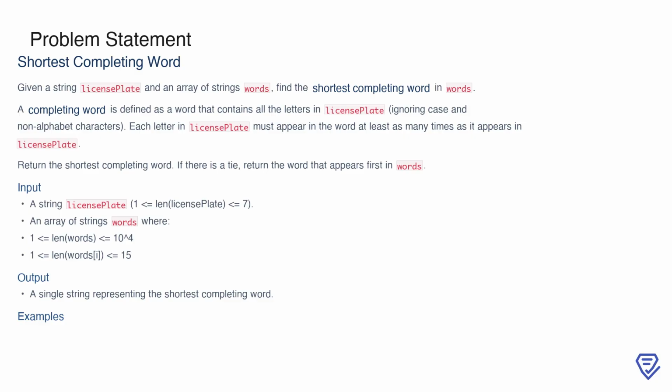Once you identify the completing words, you return the shortest one. If multiple words qualify and have the same length, you choose the word that appears first in the array. The inputs to the problem include license plate, which has a length between 1 and 7, and an array words where the number of words can be as large as 10,000, and each word can have up to 15 characters. The output is a single string representing the shortest completing word that satisfies these conditions.